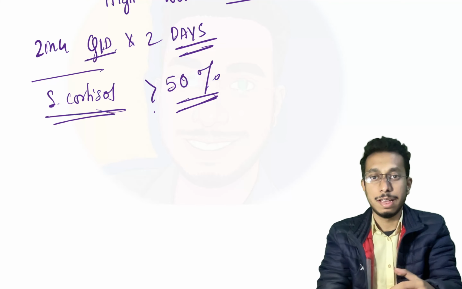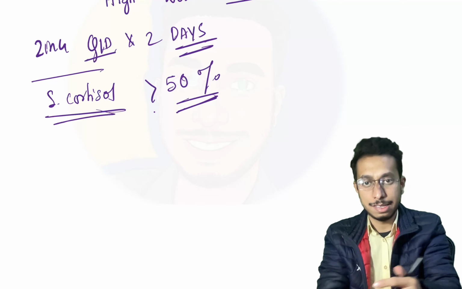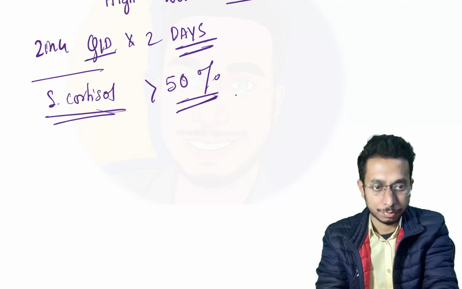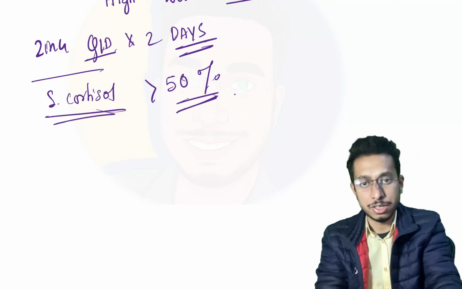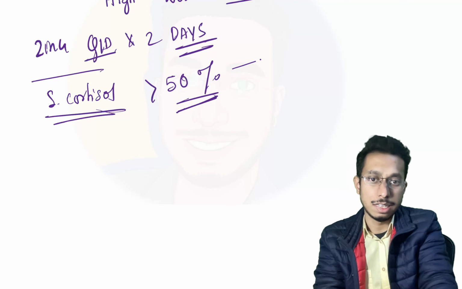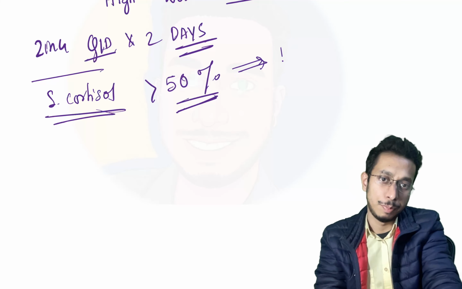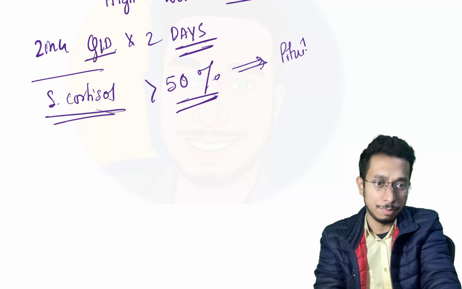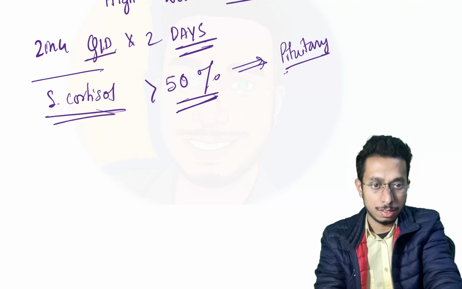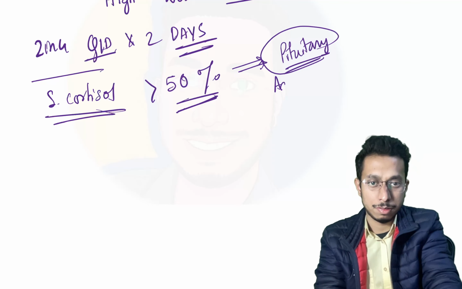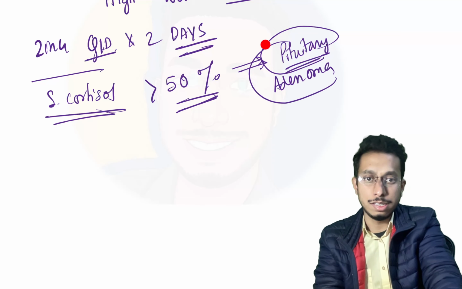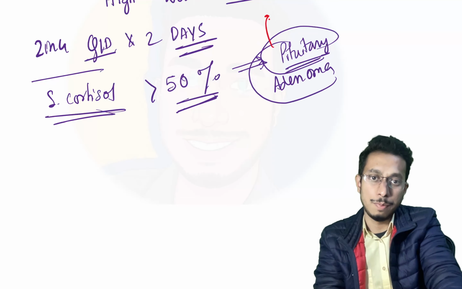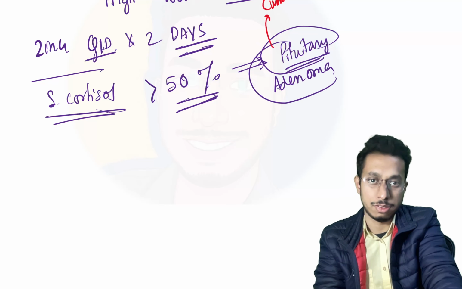what does it mean? It means that the HPA axis is getting suppressed. Therefore, the source of this ACTH is pituitary adenoma, in other words, the source of Cushing syndrome is Cushing's disease.